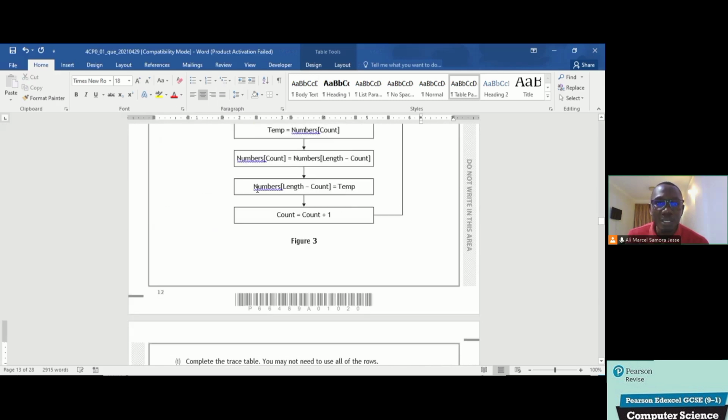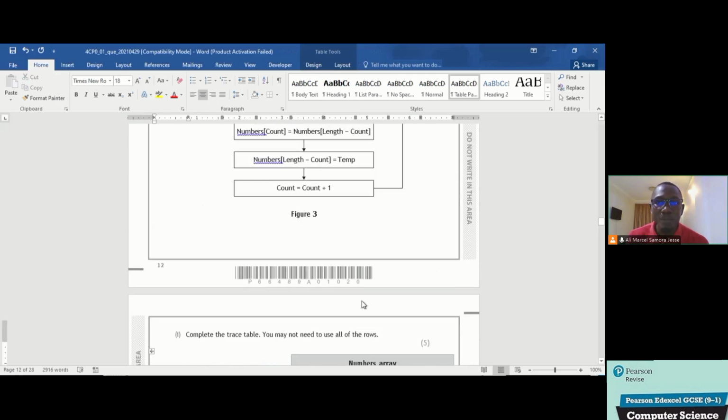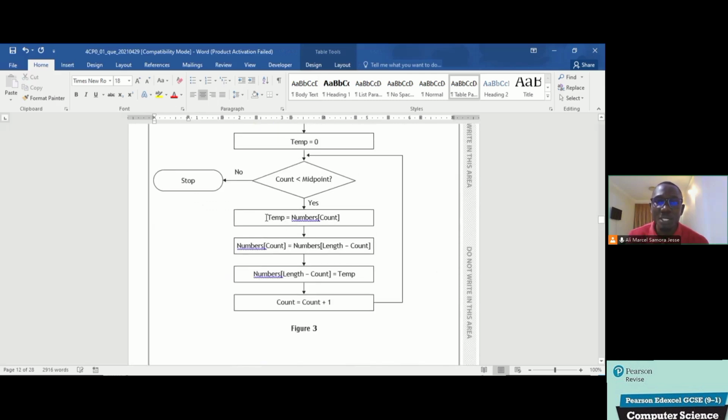Next is count equals count plus 1. Count, which is 0, equals 0 plus 1. So we are going to trace this on count here to be 1. So we have done the first. We are going to loop this tracing process until we reach the midpoint, which was 2. So this is what happens. We start again. We iterate the process.